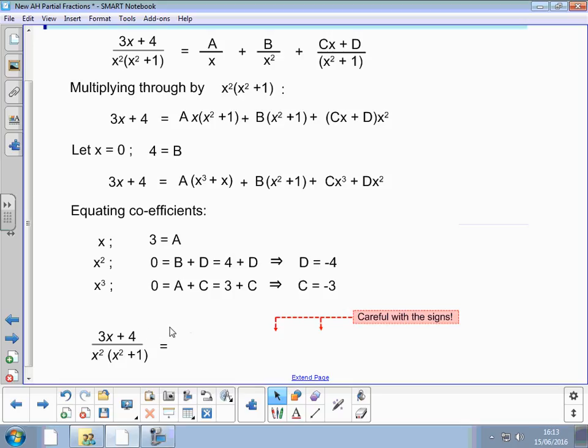Which leaves us just to finish off our answer. So 3x plus 4 over x squared times x squared plus 1 becomes 3 over x plus 4 over x squared minus 3x plus 4 over x squared plus 1. And you'll notice again, as I did in a previous example, just to tidy it up a little bit, I've taken the minus out of the minus 3 and minus 4 values for c and d, and made them positive but put the minus there. And you've got to be careful when you're doing that, just to make sure you don't get the sign wrong. And that's the example completed.